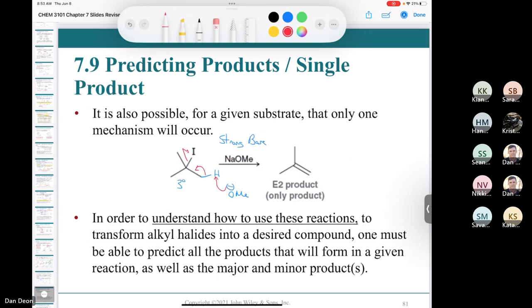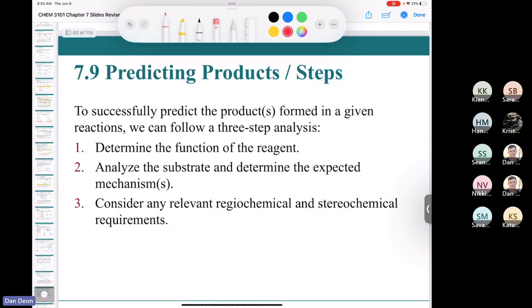Your job in this chapter, the hardest thing about this chapter, is being able to decide when do I get SN1, when do I get SN2, when do I get E1, E2, and what's the part of the mixture? How many products do I get? So, Mr. Dion, do you have a system that you could use to solve problems like this? The answer is, to an extent, I do.